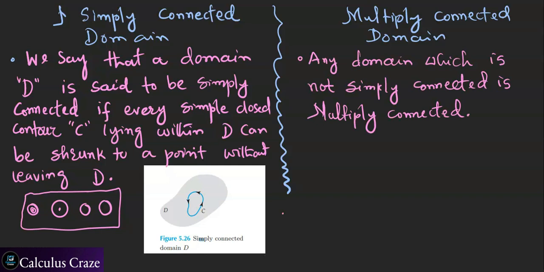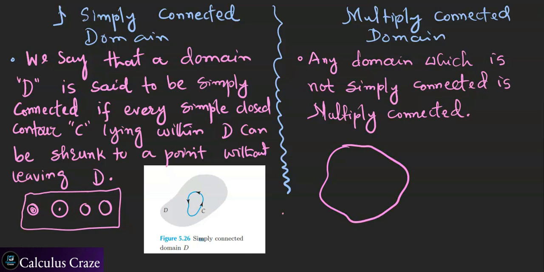As far as the definition of a multiply connected domain is concerned, we can define any domain which is not simply connected as multiply connected. But we can relate the simply connected domain with the multiply connected domain in a way that if we have a domain and we are lucky enough that every curve can be shrunk to a point without leaving that domain, then that domain is simply connected.